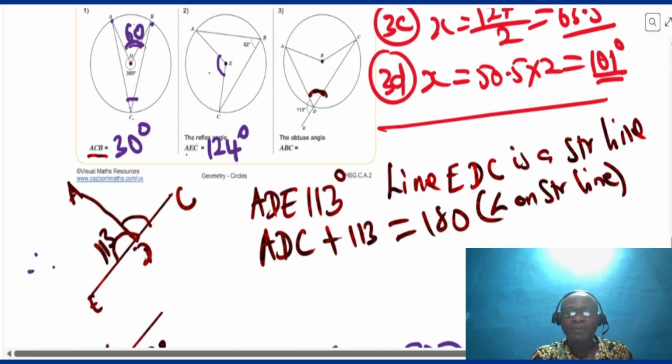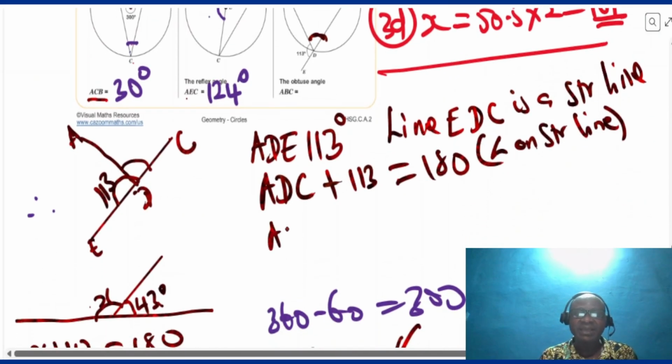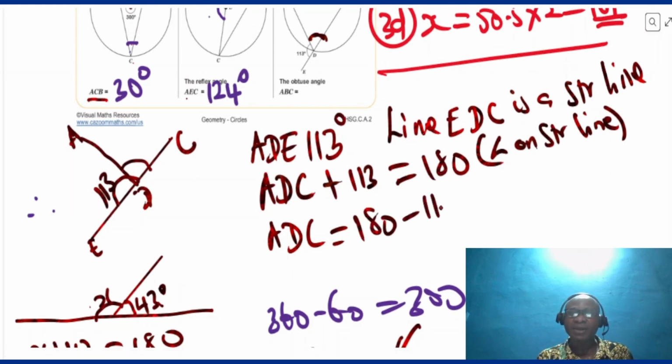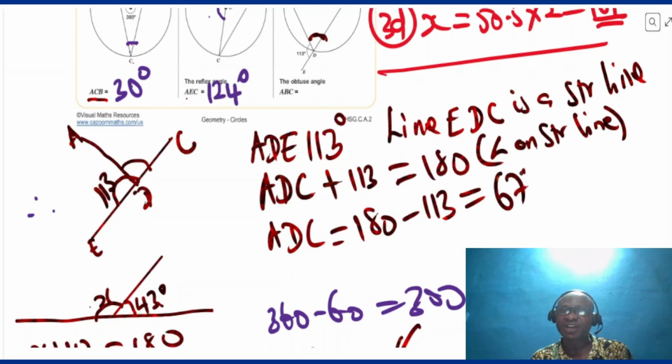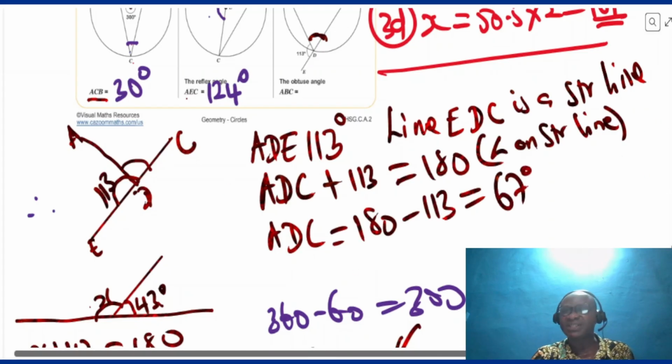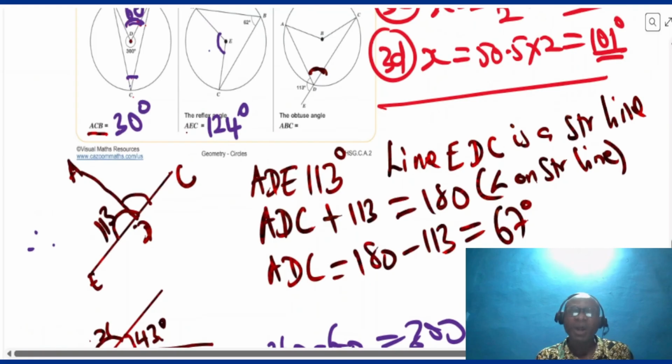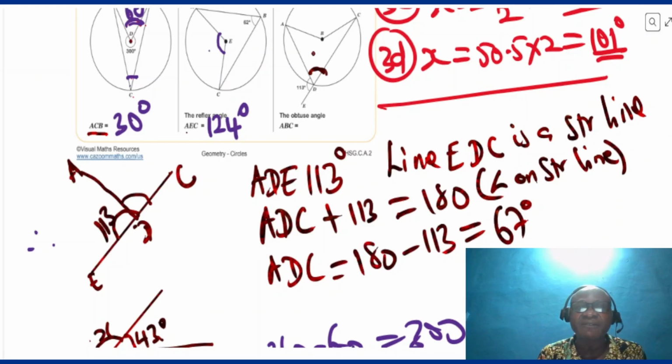So I will now come to this place. A, D, C, as I asked you, will be 180 minus 113. And that is going to make my answer 67 degrees. So the question I was asking you, when I said what angle is the angle ADC, is simply this 67 here. That is what I wanted you to say. Sorry, I want to make it clean so that you can easily see very well.